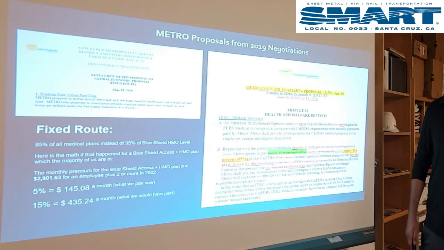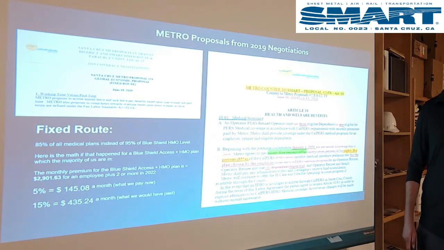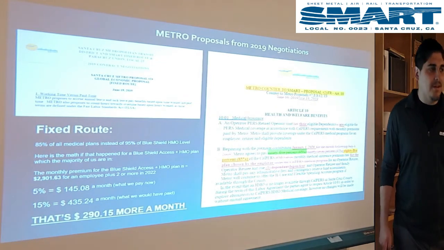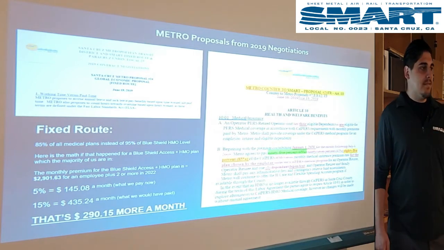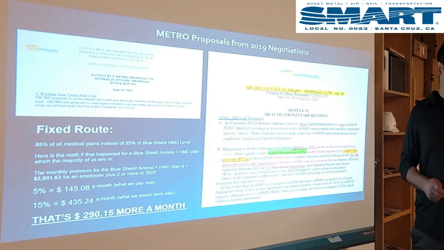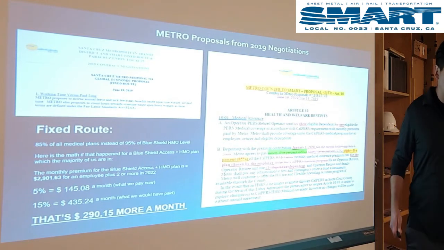If we would have gone to 15%, that's $435.24 a month per person. That is $290.50 more a month. So for us to get them to back off on our medical was a huge win for everyone.